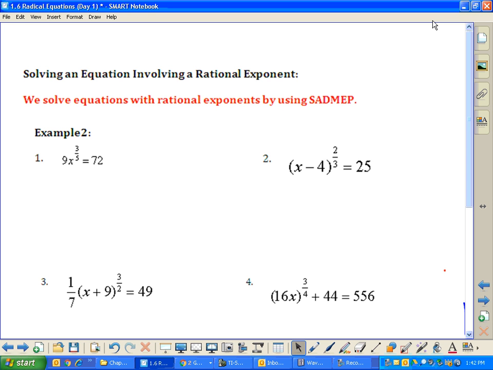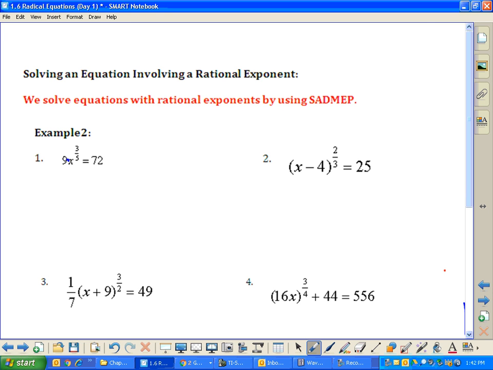If I treat SADMAP as if it's a checklist of things to take care of, I first have to undo any subtraction or addition that I see in that problem. But when I look at number 1, there's no plus or minus, so I don't have to worry about that. However, the next 2 letters in that little mnemonic device are D and M. That stands for division and multiplication. Well, at this point in problem number 1, I do see some multiplication.